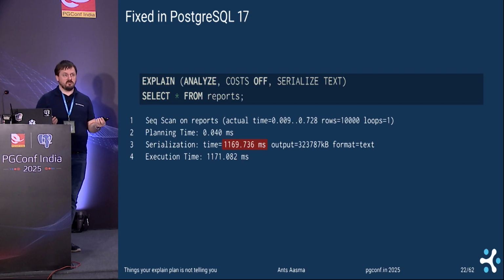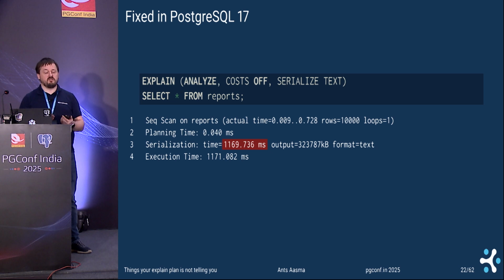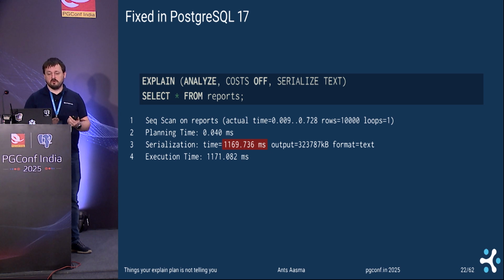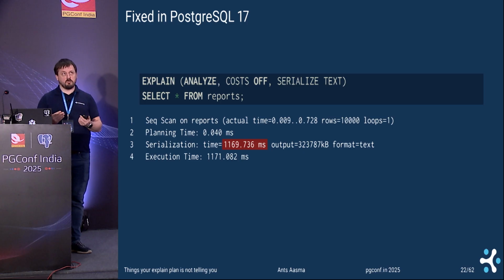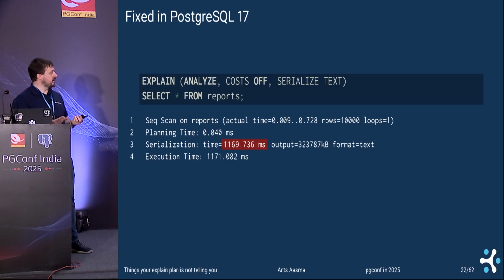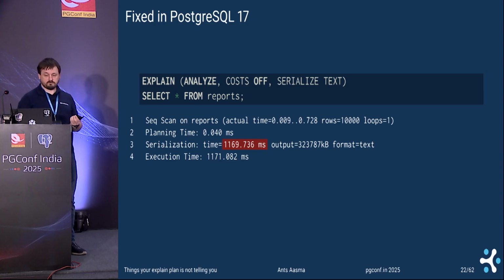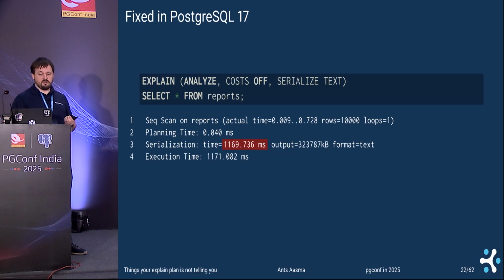Now, the good news is that this is one of the things that has already been fixed in explain. Starting from Postgres 17, we can do EXPLAIN (SERIALIZE TEXT), and this will serialize the output and calculate how much time it takes. It still doesn't measure how much time it would take to send it out over the network, but at least we can see that it would take 1.1 seconds to serialize it. And we can see that we have those 300 megabytes here.